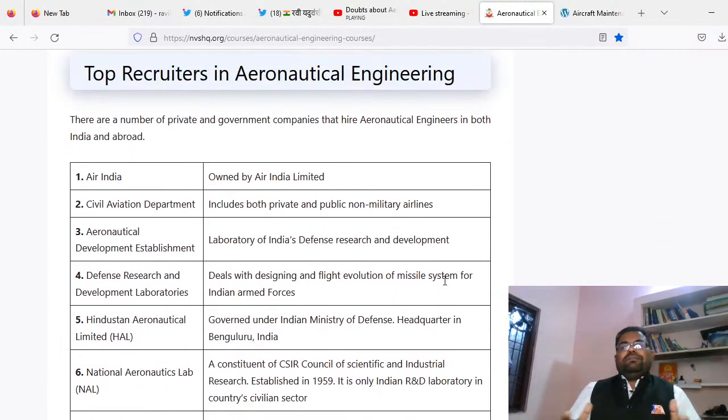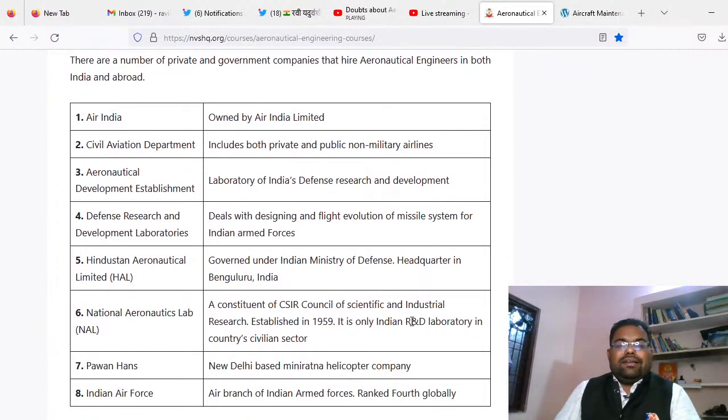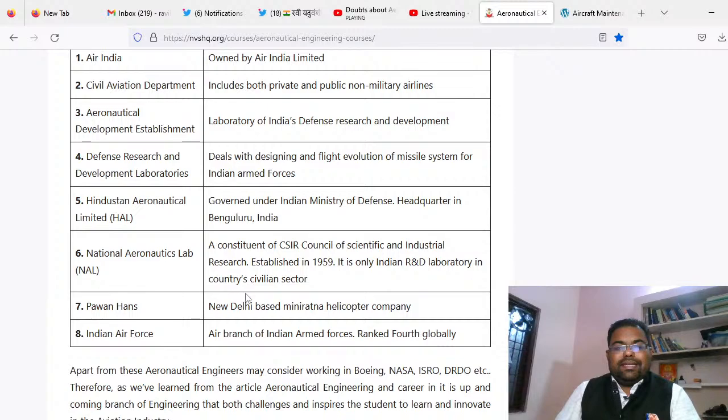Then top recruiters: if we look at Air India, every year they are recruiting. Civil aviation departments like DGCA, Aeronautical Development Establishment, DRDO are recruiting aeronautical engineers. HAL, Hindustan Aeronautics, right, they are taking aeronautical and aerospace engineers as management trainees initially, and you will get a lot of exposure, hands-on experience of the theory that you have studied. National Aerospace Laboratories, NAL, Pawan Hans, Indian Air Force. These are all government organizations.